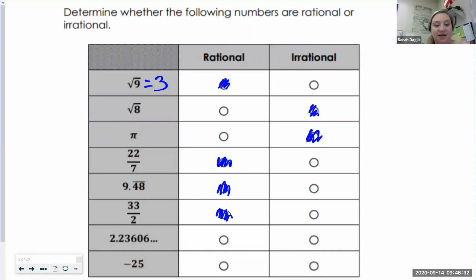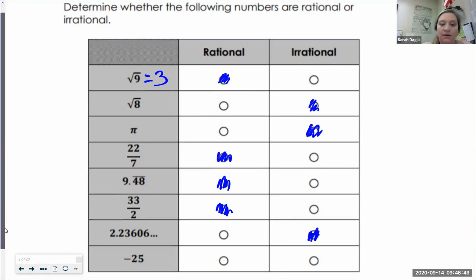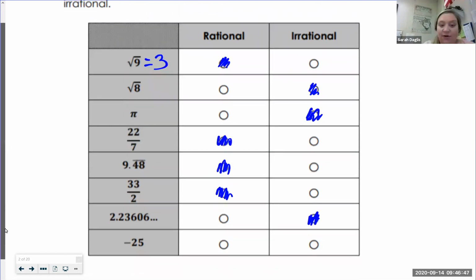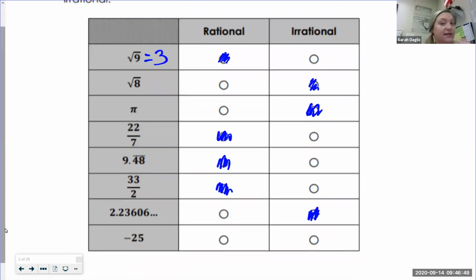2.23606... that means it's going to continue. I don't have a bar on top, so there's no pattern that they're showing me, so that's going to be an irrational number. And then finally, -25. Technically, I could put it over 1 and make it a fraction. Those are two integers, so that is going to be a rational number.